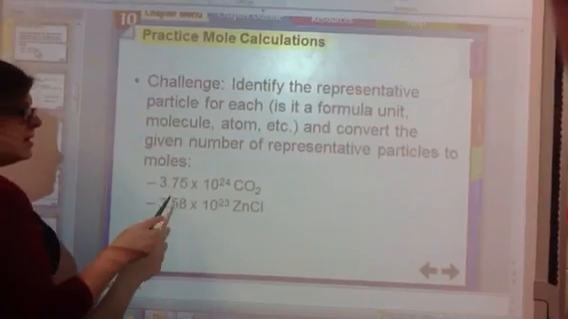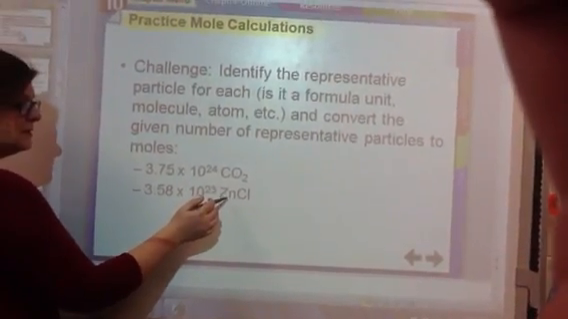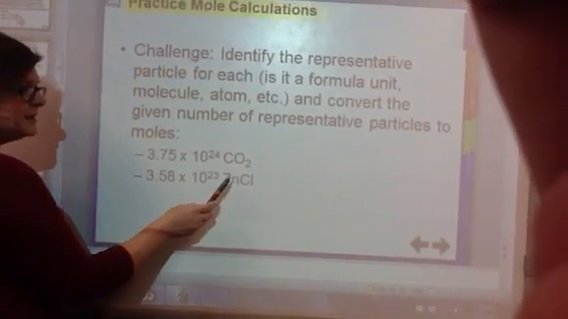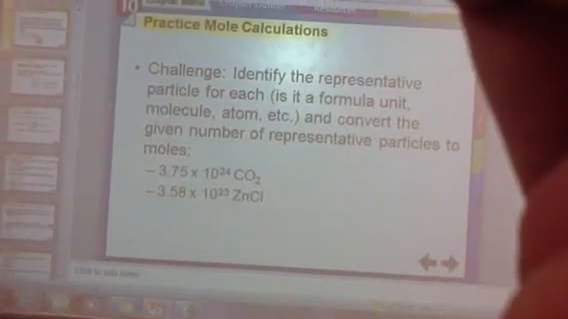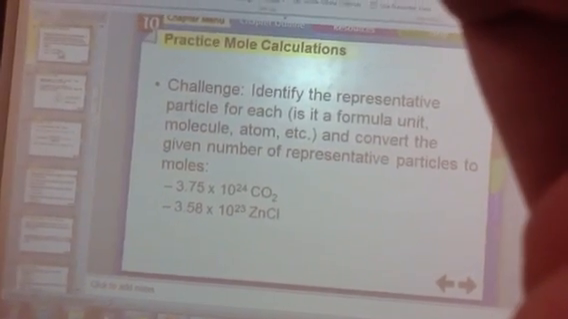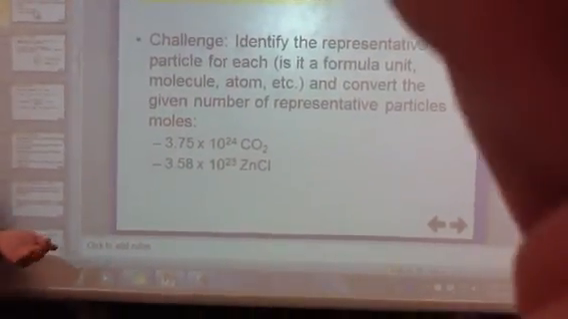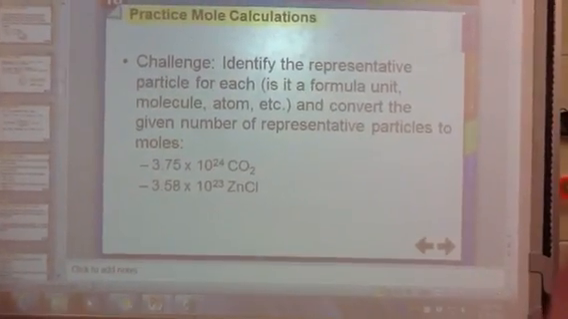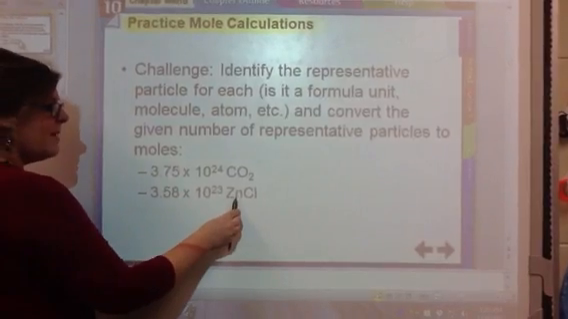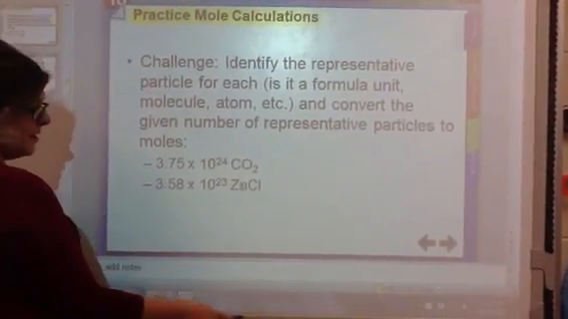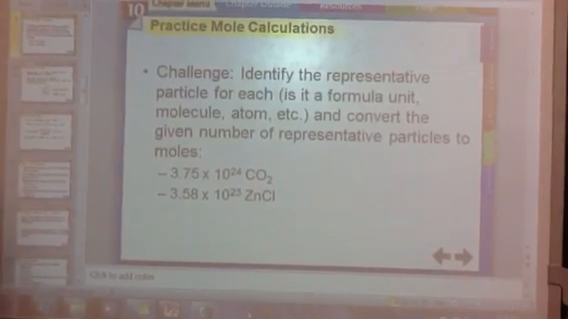This next one, I have 3.58 times 10 to the 23rd, and this is zinc chloride. Is this a formula unit, a molecule, or an atom? What is it, Matt? Formula unit. Why is it a formula unit? Because it's an ionic bond. I know that because there's a metal present and there's a nonmetal present. So that would be ionic, which would tell me that it's a formula unit.